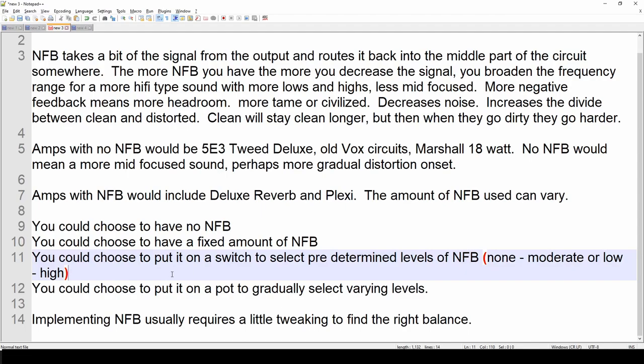So the other thought is that implementing negative feedback usually requires a little bit of tweaking to find the right balance. But I would say that having some control over this is a really cool option.